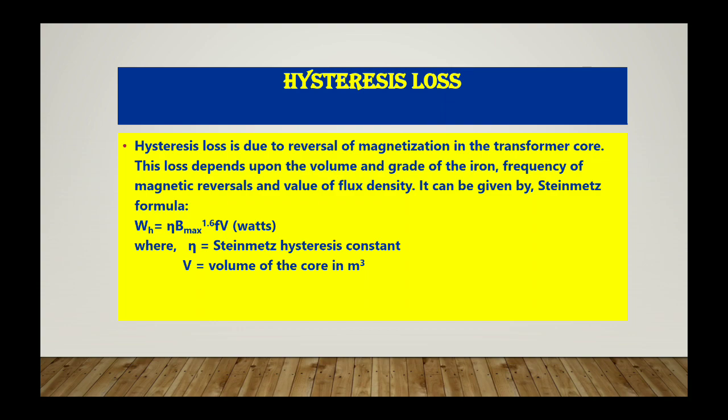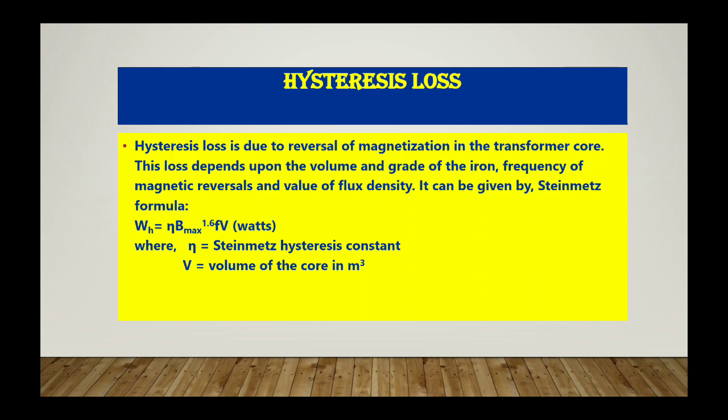Now the hysteresis loss. Hysteresis loss is due to the reversal of magnetization in the transformer core. This loss depends upon the volume and the grade of the iron. If the core has high permeability, then the hysteresis loss is reduced. The frequency of the magnetic reversal and values of flux density can be given by Steinmetz's formula.